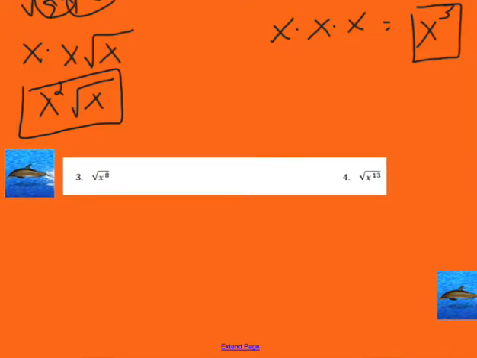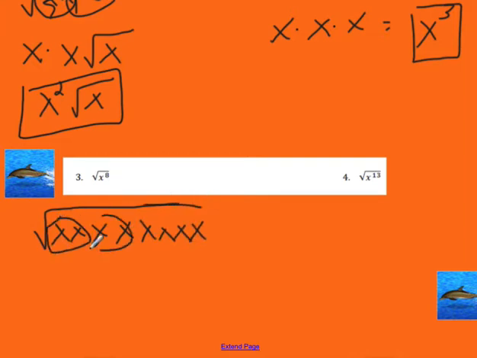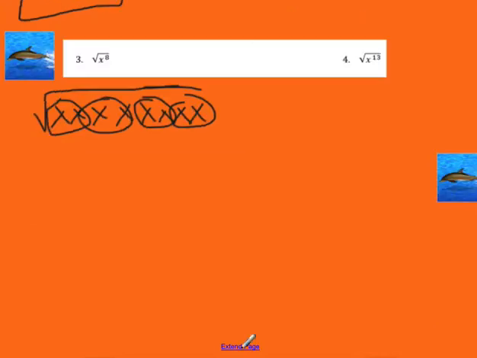Let's go ahead and take a look at number 3. Number 3 is going to be really similar. So we have 1, 2, 3, 4, 5, 6, 7, 8 x's. So there's 8 x's and we're going to count out the pairs. So I look in here and everything ended up in pairs. And I ended up having 4 pairs at the end of it. So that means I'm going to have 1, 2, 3, 4 x's on the outside. So then my answer is x to the 4th.